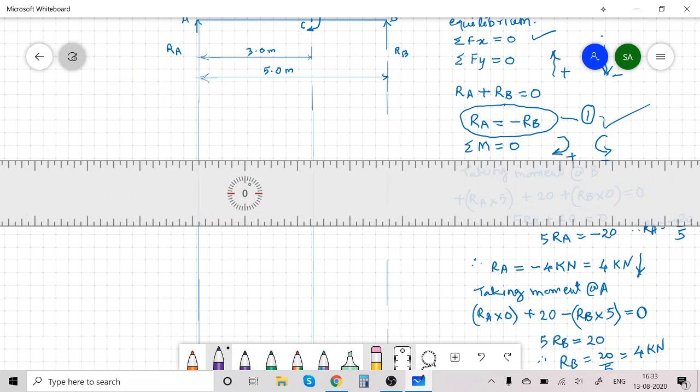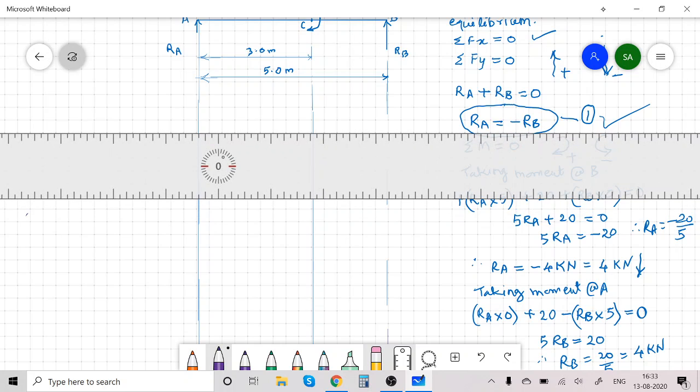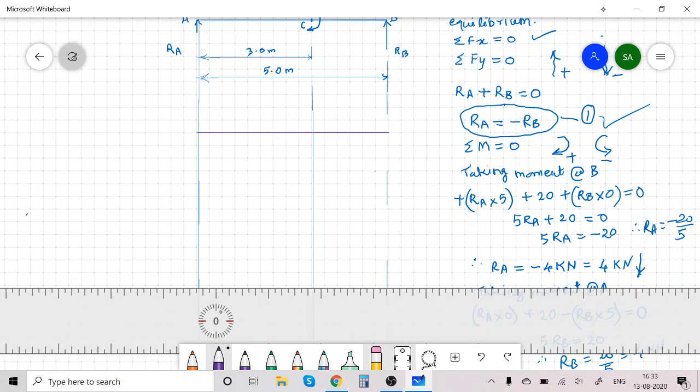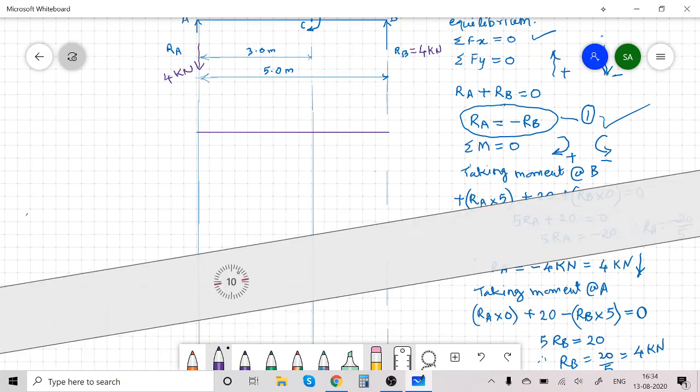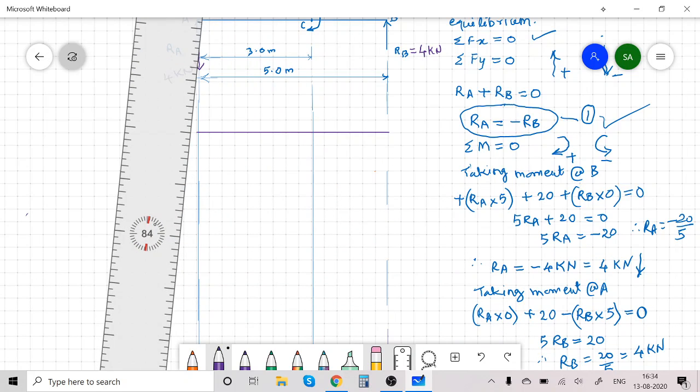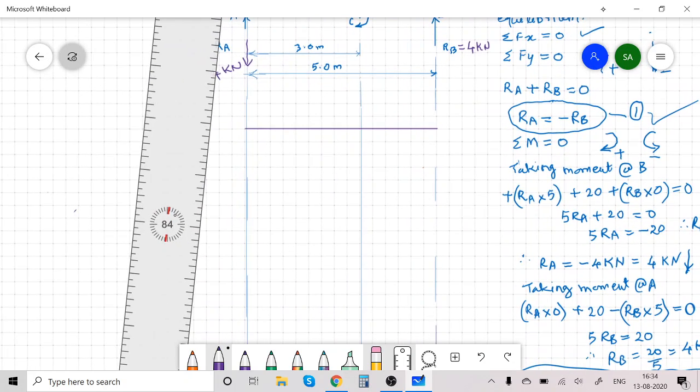Draw a baseline first for the shear force diagram. Then at A, remember at A there is downward reaction, not upward. In this case, Ra is 4 kilonewton. So as it is minus, I am showing it in downward direction, and Rb is upward, that is also 4 kilonewton. Now to start with, from this baseline, from A, I will draw 4 kilonewton.